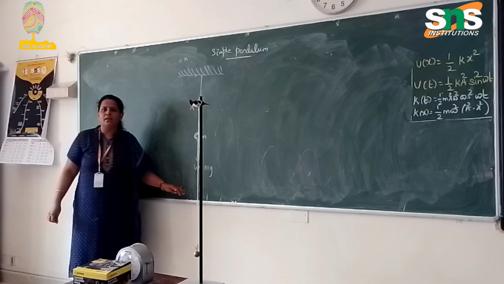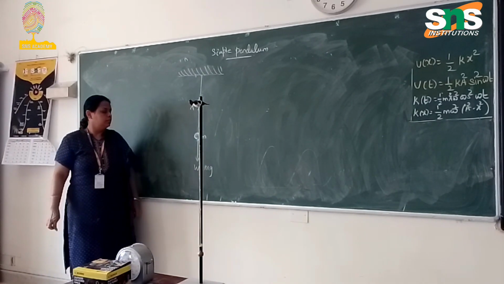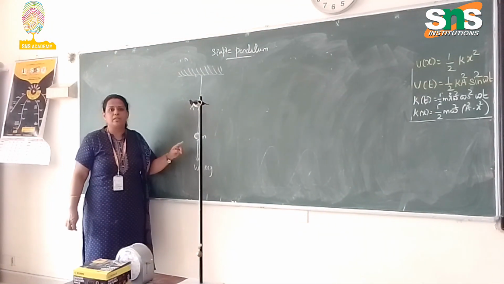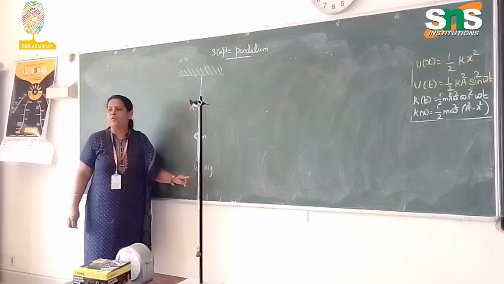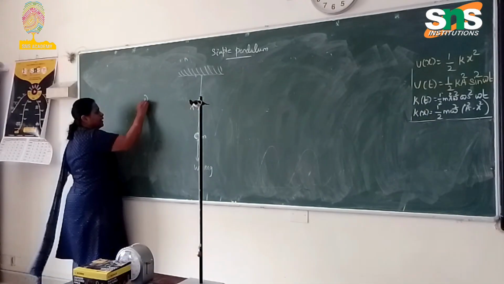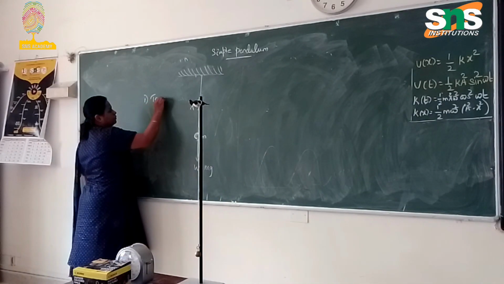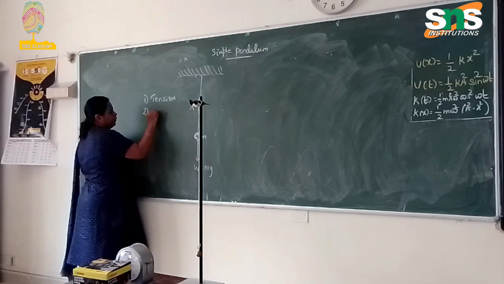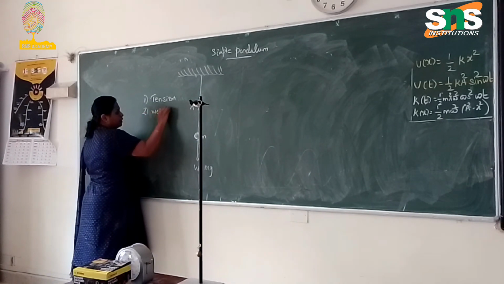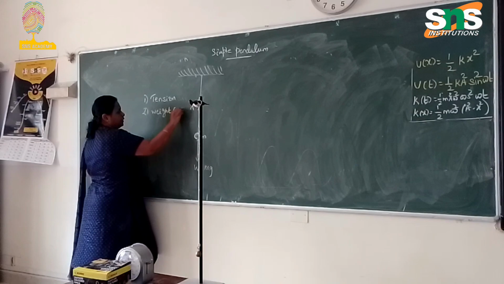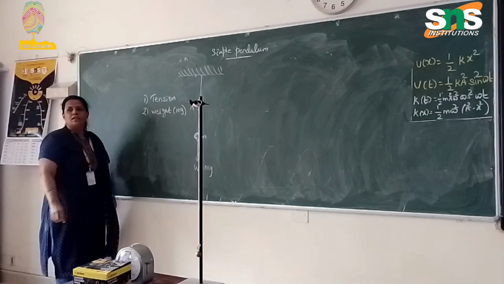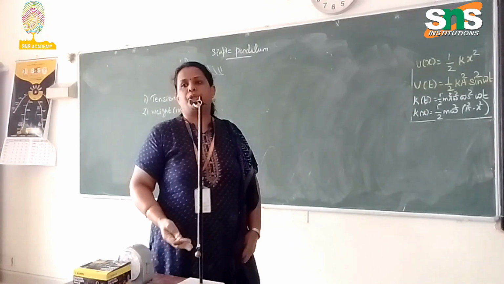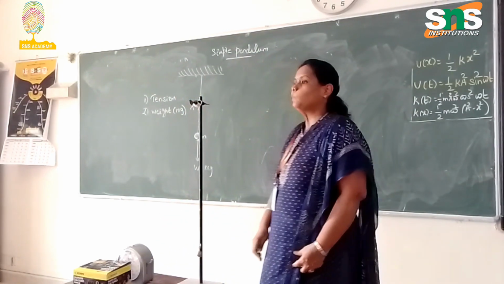Are you clear everyone? Two equal and opposite forces. Can you see? The first one is the tension force and the other one is the weight, that is equal to mg. Because of these two forces, the mass is at rest position initially.